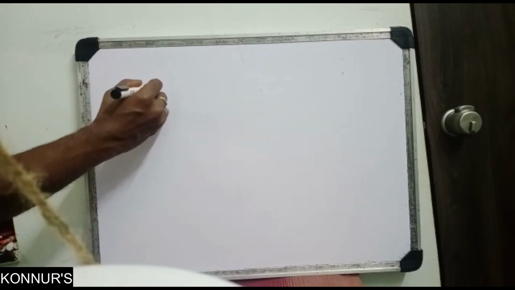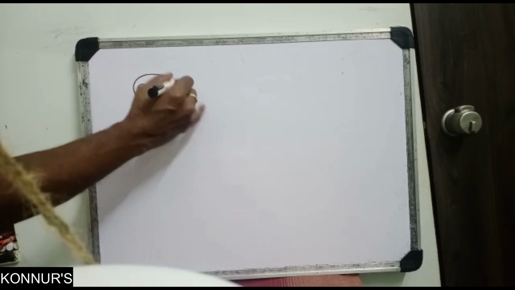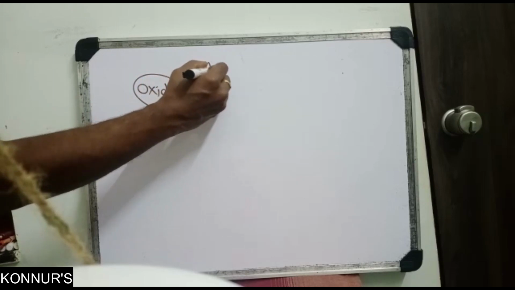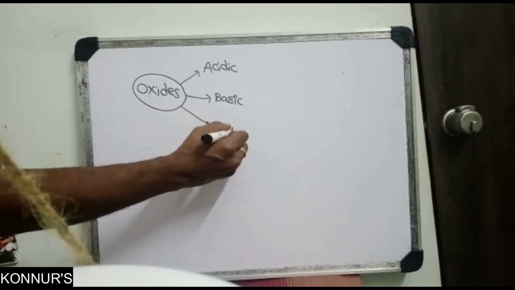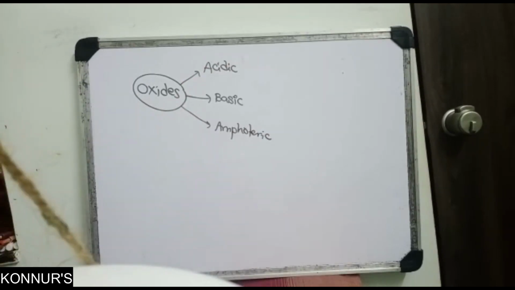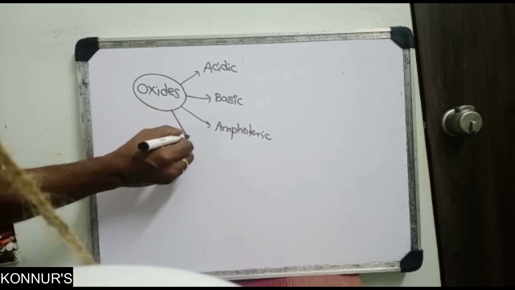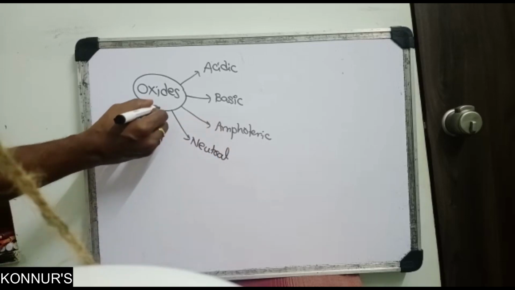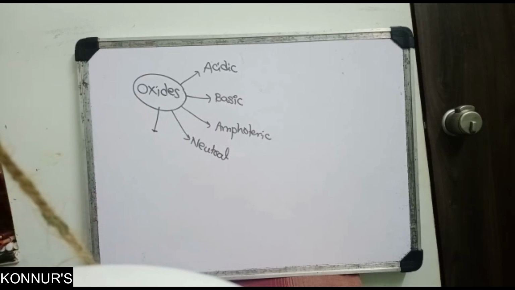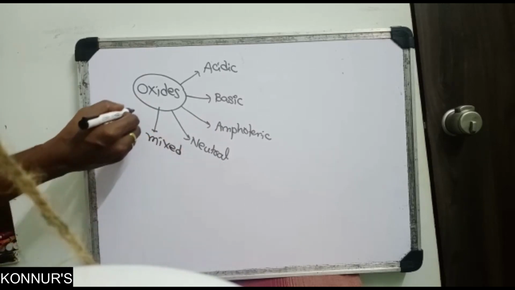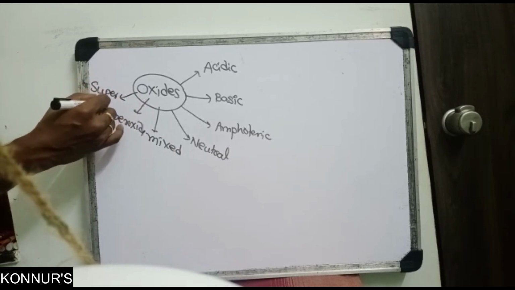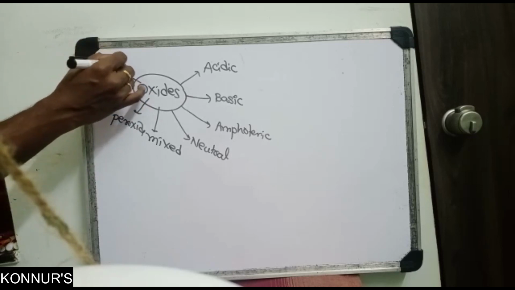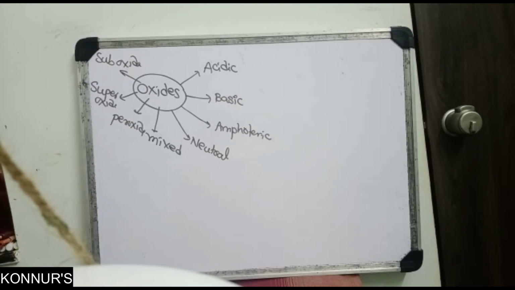Next, here oxides are important. How many types of oxides? Acidic oxides, basic oxides, amphoteric oxides. Next, neutral oxides. Next, mixed oxides. Many types are there. Mixed oxides, next peroxides, next superoxides, next suboxides. So oxygen is reactive with so many types of compounds, and that is important.